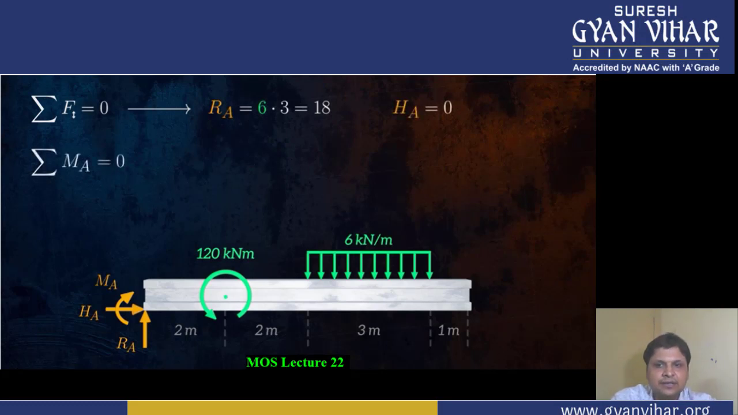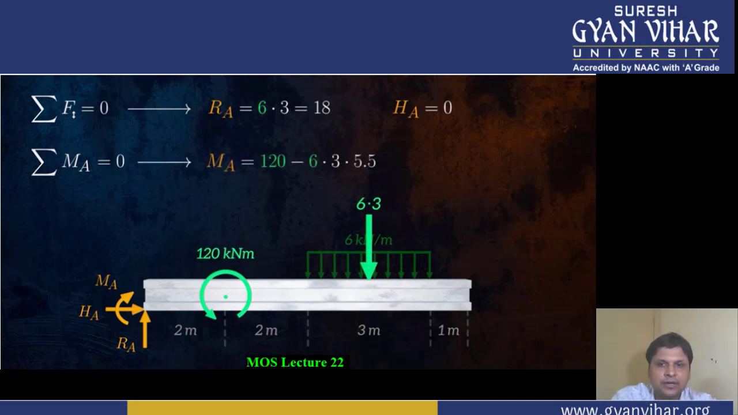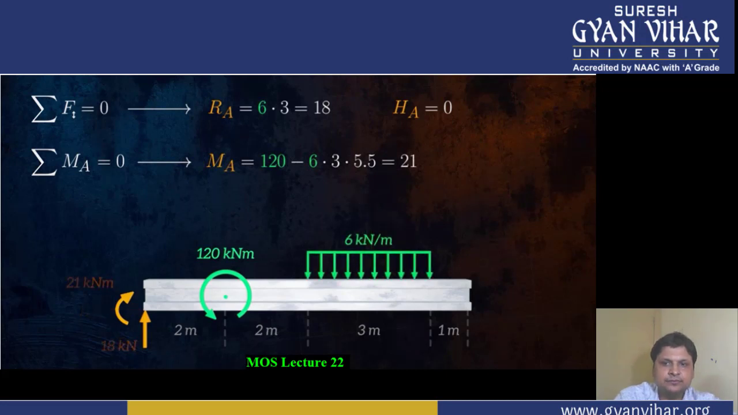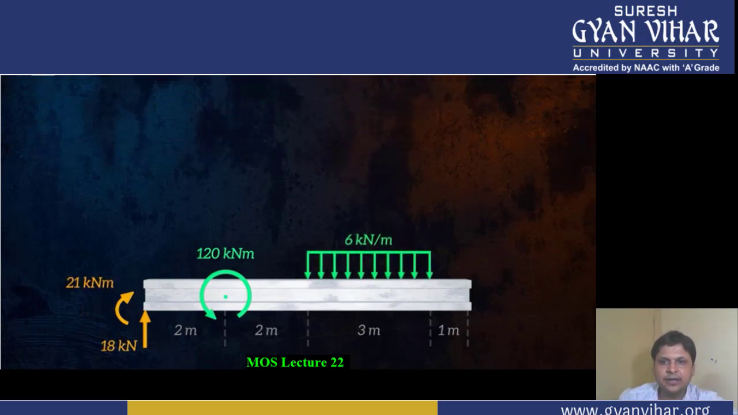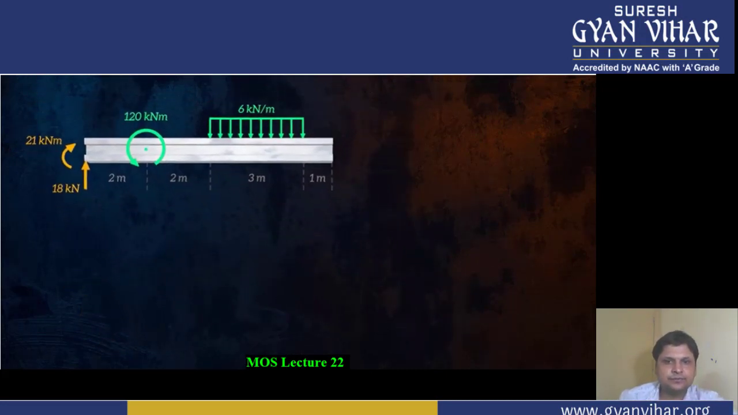Next, we can take the sum of moments acting at point A. In calculating the moment caused by a uniformly distributed force, you can remember that it is equal to a concentrated force located at the middle point of the load. This gives us MA equal to 21.